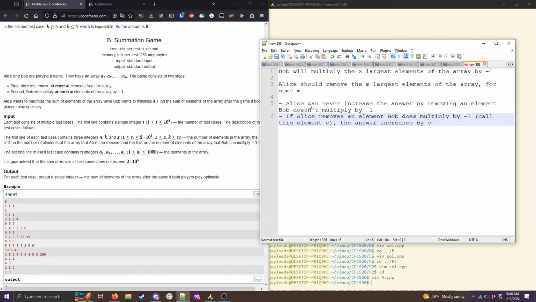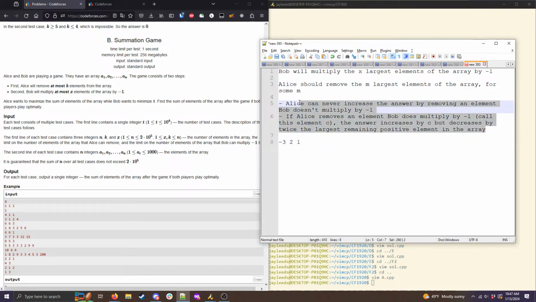But now Bob can multiply one more element of the array by -1. So the answer will then decrease by twice the largest remaining positive element in the array. To illustrate, if we look at the second sample case, initially Bob is going to multiply the 4 by -1, but if Alice was to delete the 4, this would go away, and so the answer would increase by 4. But then the 3 would become negative, because Bob can now put a negative sign on it, and so that's going to decrease our answer because the 3 is going to become a -3. So the answer decreases by double 3.